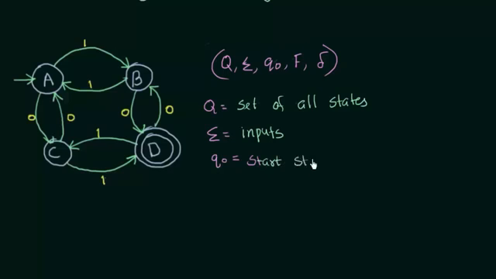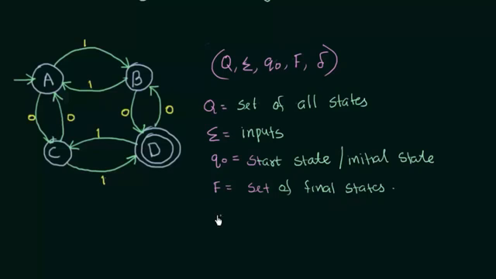The start state, also known as the initial state. And then the next one is F. F is a set of final states. In this example we had only one final state, but we could even have more than one final state. That is why I have written set of final states.